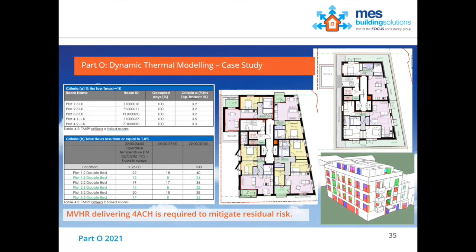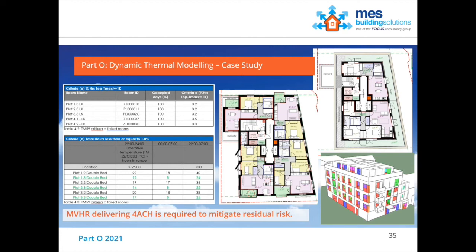And so what we've essentially had to do then is mitigate that risk. We've had to add a mechanical ventilation system that's going to give us 4 air changes per hour in those spaces. So that's something which the M&E designer is going to have to consider: how they can deliver those volumes of air whilst maintaining the acoustic standards within those spaces.